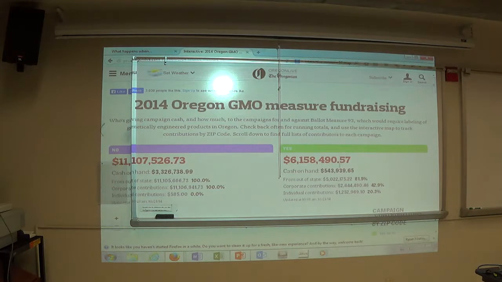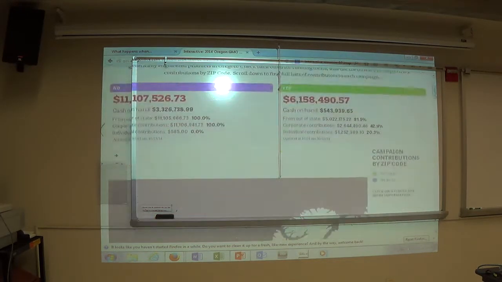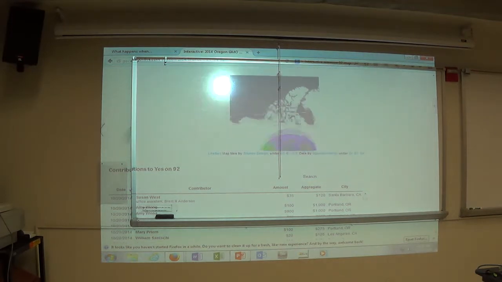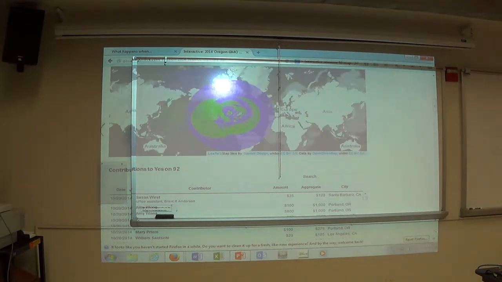Here we go. The numbers now are obviously much larger than they used to be. And I know you're not focusing on these numbers in your exam, but I started paying attention to the individual versus corporate contributions to the two sides. The individual contributions to the No campaign is literally $585, and it has been that way for weeks, as far as I can tell. Look at the individual contributions to the Yes campaign, 1.2 million, and that has been growing. It's interesting to see the demographics, also the location, of where the Yes versus No votes are.